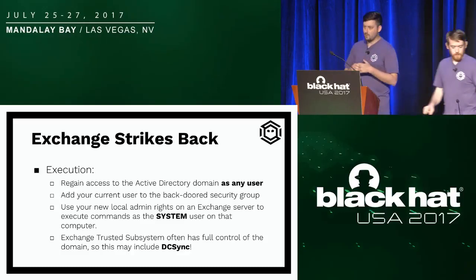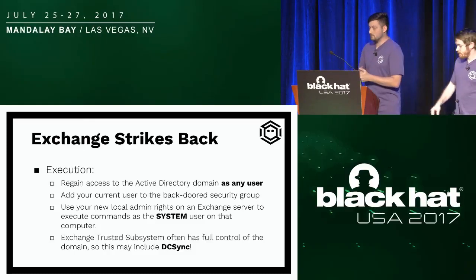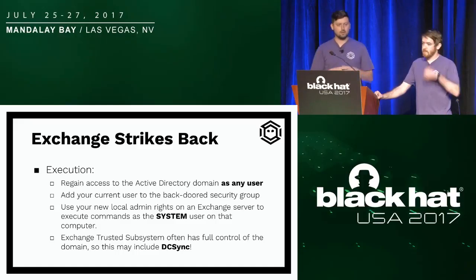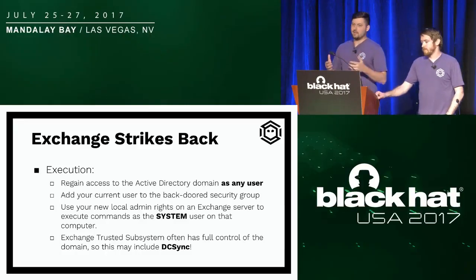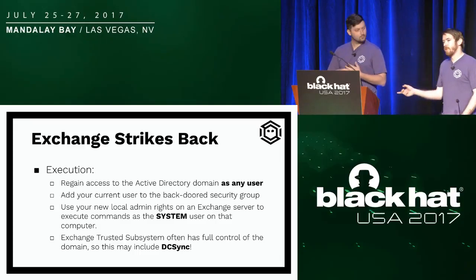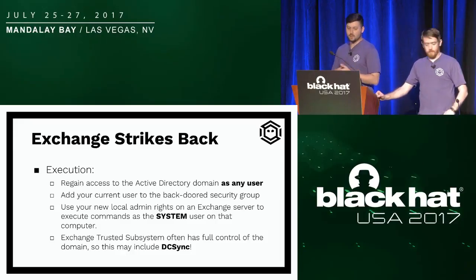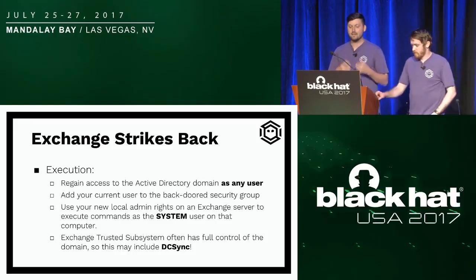So how do we execute this? First of all, we're going to regain access to Active Directory, and we can do this as any user. We're going to add ourselves to that backdoored security group. Then we're going to use our newfound local admin rights on that Exchange server to execute commands as the system user on that computer, which when you do that, you have the same privileges that the computer object in Active Directory has. So for any network traffic, when you're running as system, it's going to use the computer account for the actual LDAP traffic in Active Directory. And so, like I said, because many times the Exchange Trusted Subsystem has full control of everything, that means that the Exchange server itself can DC sync.